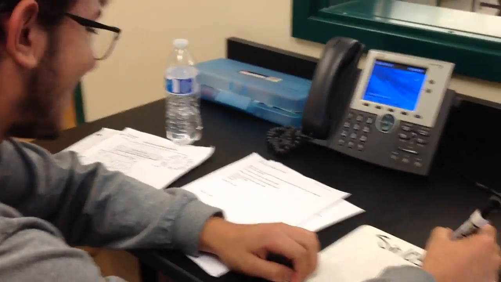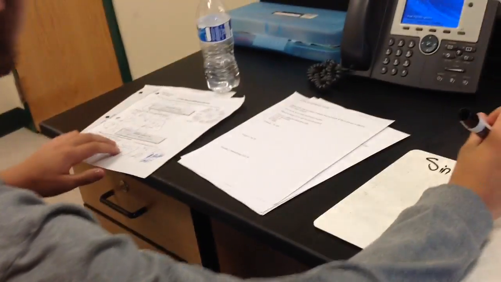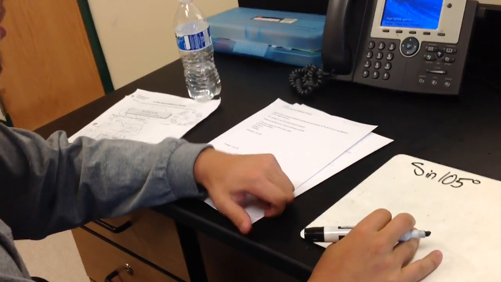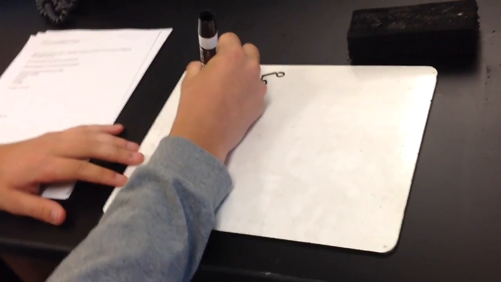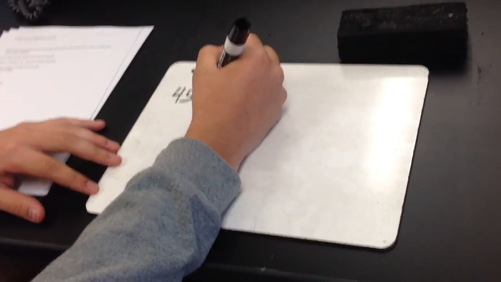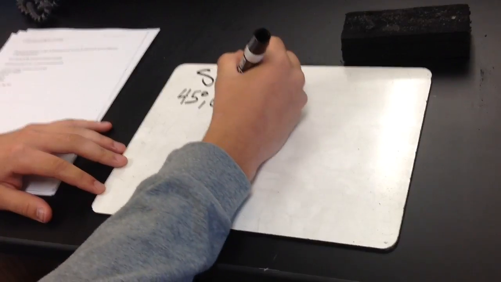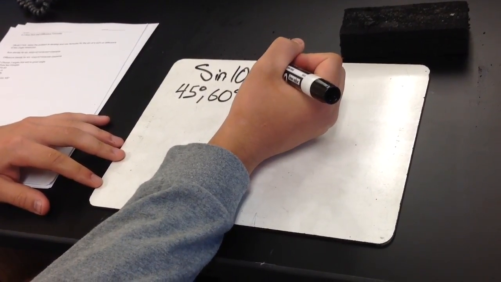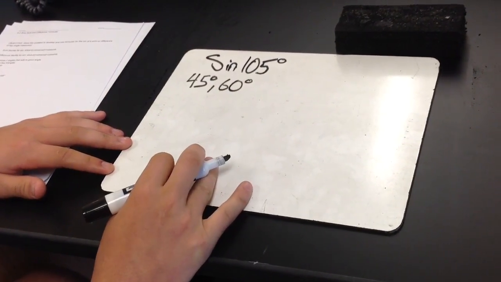105. So what you're going to want to do for this one, choose two angles that add to 105. I always like to go with 45 for every angle. And then 45 plus 60 would get you to 105. So that's the first step.